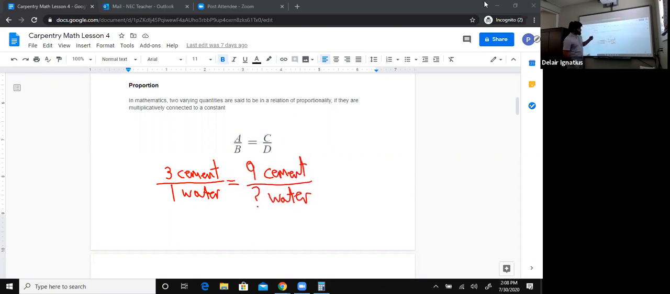Why is that moving and not writing? I think my green pen is broken. I had that problem yesterday.